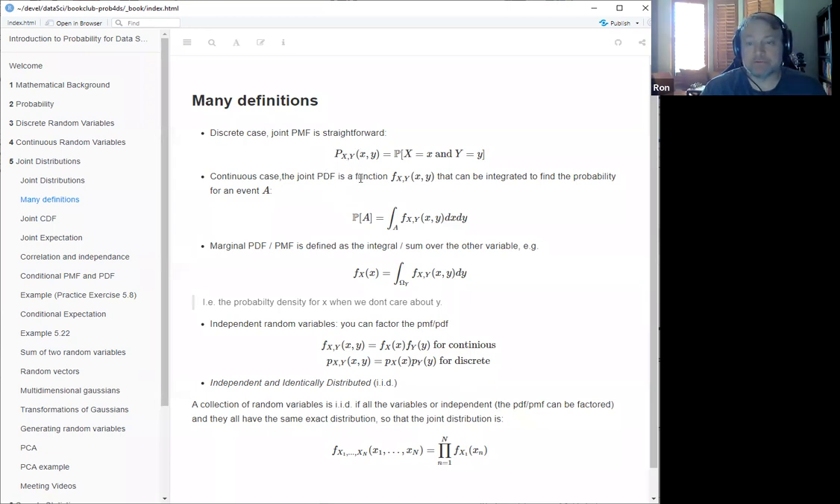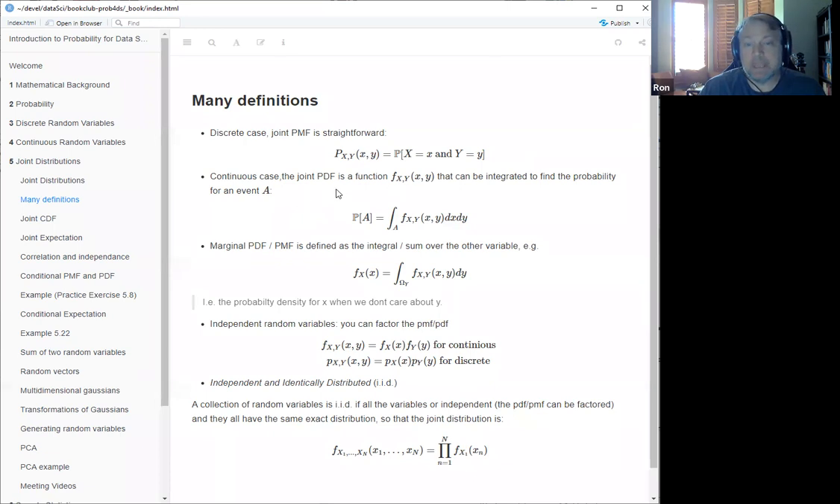The joint PMF is straightforward; a PMF is for a discrete variable. So the probability mass function for a joint distribution like this, X and Y, is simply the probability that X equals x and Y equals y. That's all it is. It's the most straightforward thing.